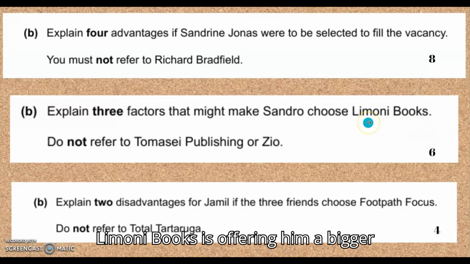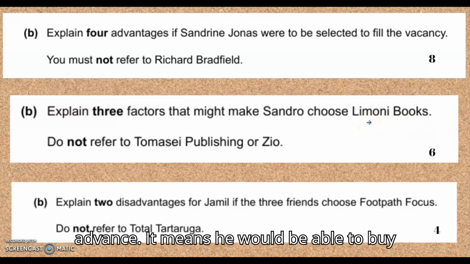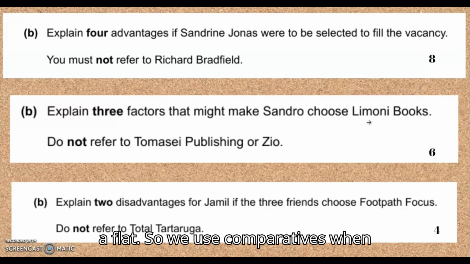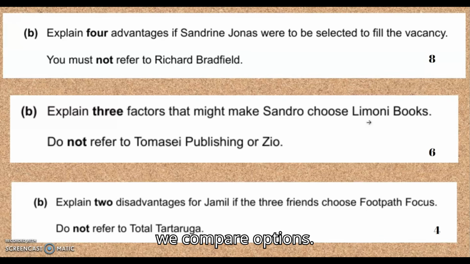Lemony Books is offering him a bigger advance. It means he would be able to buy a flat. So we use comparatives when we compare options.